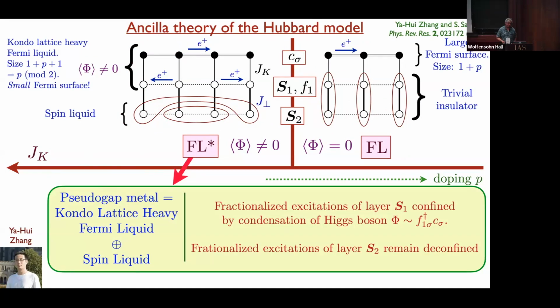So for large JK, we know that for this Kondo lattice, you'll get the condensation of this anion, this phi, and you'll get the heavy Fermi liquid state, which has, in the case of the Kondo lattice, a large Fermi surface. A large simply means you count up the density of all the electrons. Well, in this case, the density of the top layer is 1 plus p. The density of the bottom layer is 1. So the total density is 2 plus p, but everything is modulo 2 because you can have filled bands and remove them. So it's p. So in fact, it's small Fermi surface. So in this case, the heavy Fermi liquid state has a small Fermi surface.